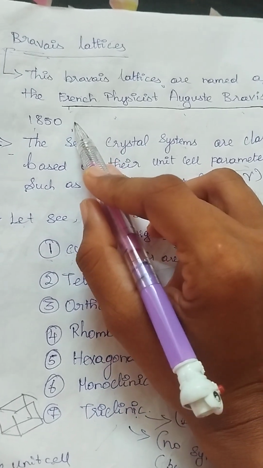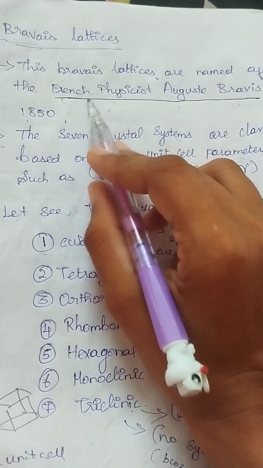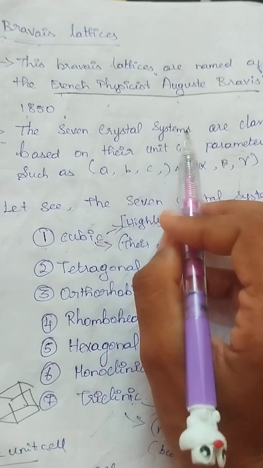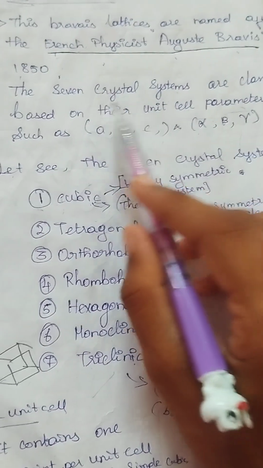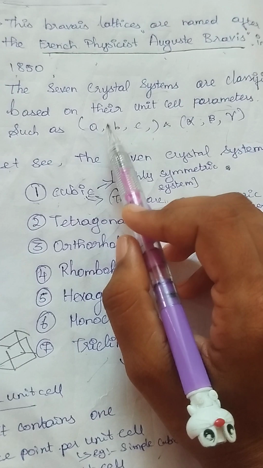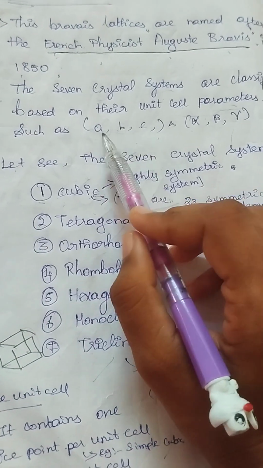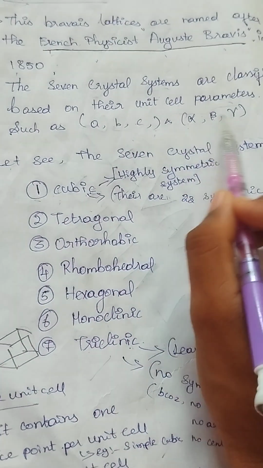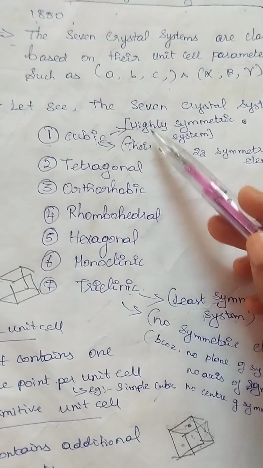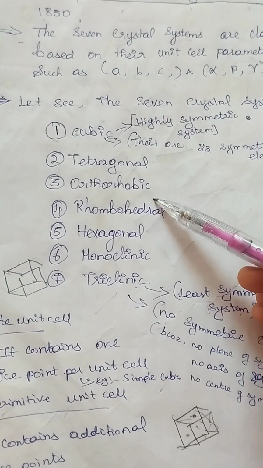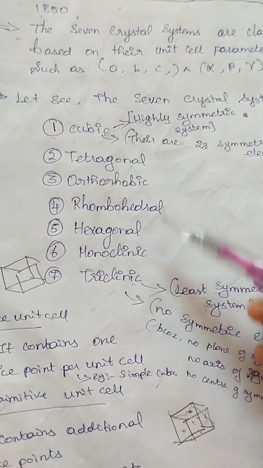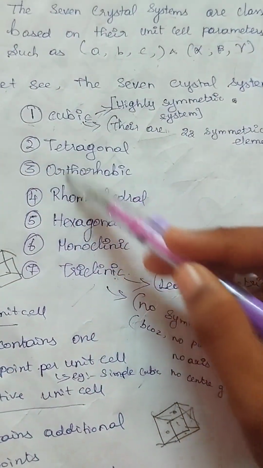He introduced this concept, and there are 14 Bravais lattices, majorly divided into 7 crystal systems. These 7 crystal systems are classified based on their parameters. Parameters means edge lengths and angles: a, b, c, alpha, beta, gamma. What are the 7 crystal systems? Cubic, tetragonal, orthorhombic, rhombohedral, hexagonal, monoclinic, and triclinic.